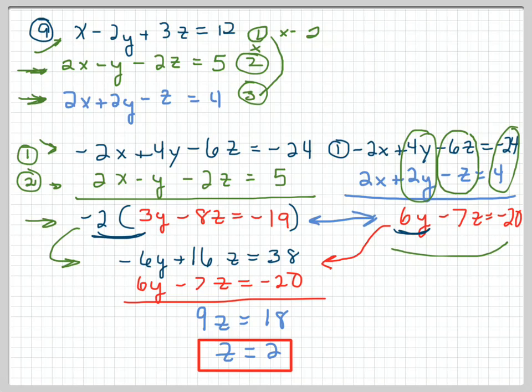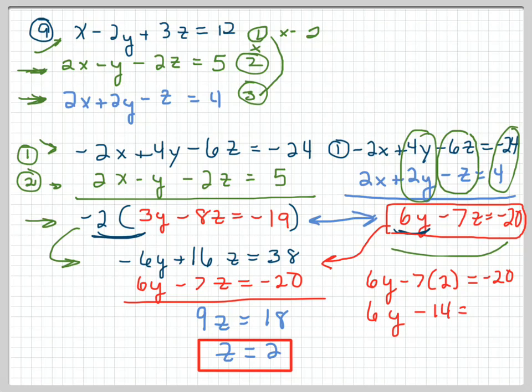Now remember, we have to find all of the variables' answers, so we've got to find x, y, and z. Now, once you know z is 2, what you want to do is go back up to one of these equations that only have two variables in it. So here's one right here. And we'll plug in what z is. It's 6y minus 7 times z, which is now 2 because we just found it. And we solve that. 6y minus 14 equals negative 20. Adding 14 to both sides, 6y is negative 6. Looks like y is negative 1.